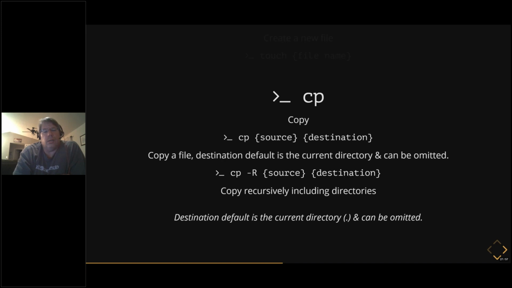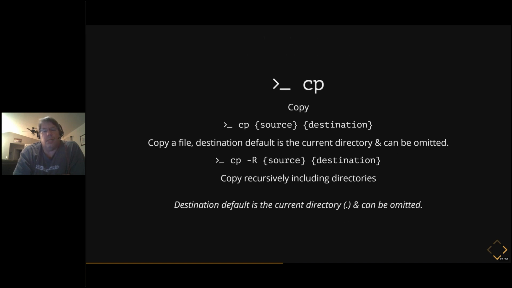So, copying: literally cp, source and destination. This is similar to how Windows works with its copy command. The destination default is the current directory and can be omitted. So if you do a copy of an absolute path file and you omit the destination directory, it will copy that absolute path file to the current directory you're in.